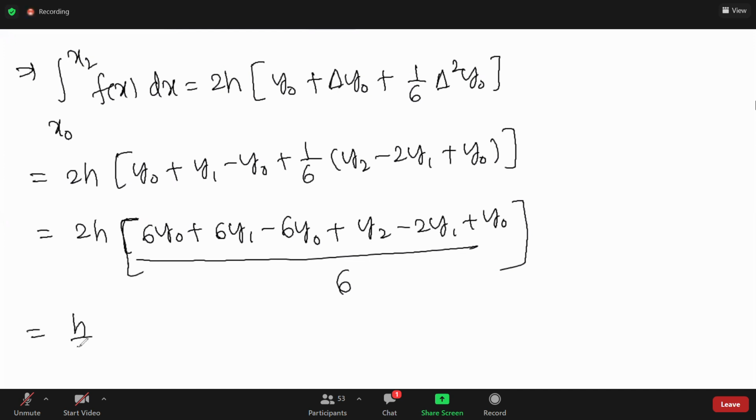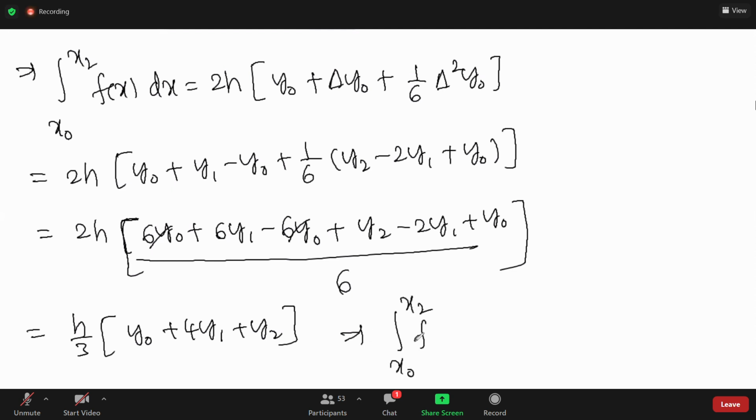So h by 3 into plus 6y0 minus 6y0 cancel. So y0, 6y1 minus 2y1 plus 4y1 plus y2. So that implies integration from x0 to x2 f of x dx is equal to h by 3 into y0 plus 4y1 plus y2.